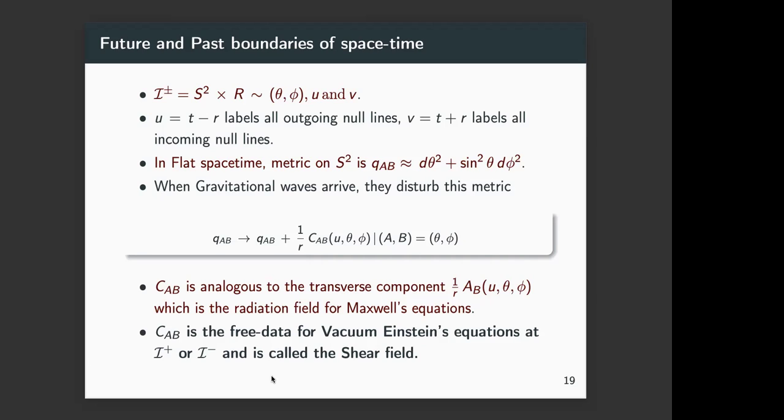And the data, either in the past or the future, is completely unconstrained. Of course, if I give you sources, then the data in the future will be dictated by the past data. But if I don't specify anything, I could start with C_AB at future null infinity and solve Einstein's equation everywhere in spacetime. In that sense, this is free data, and it's called the shear field.